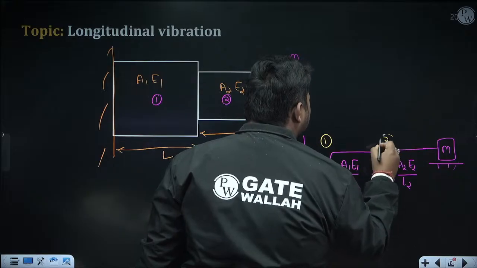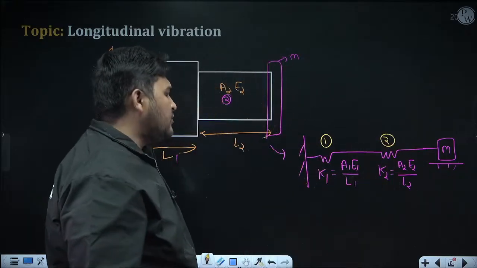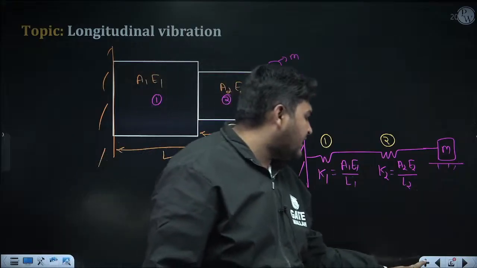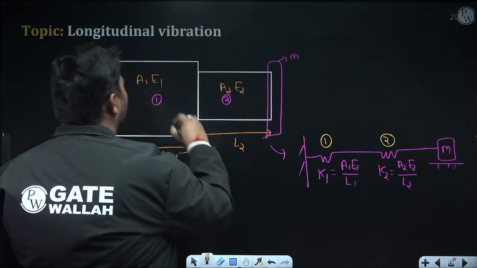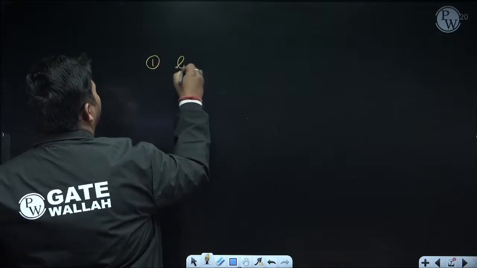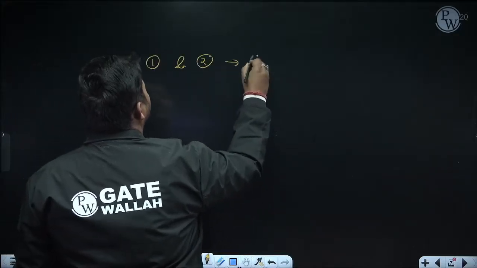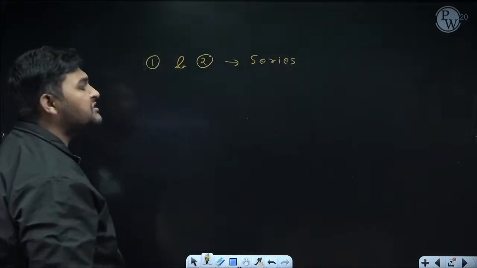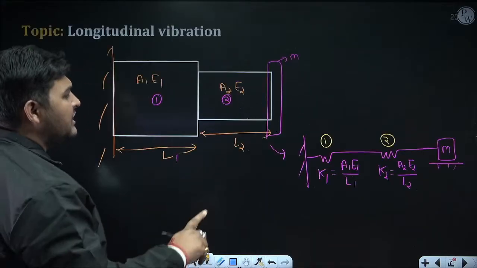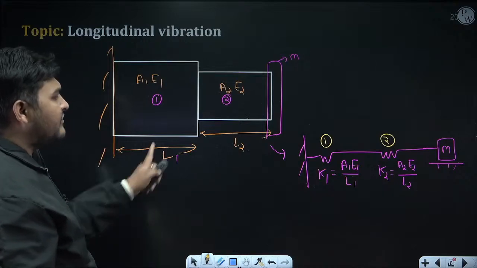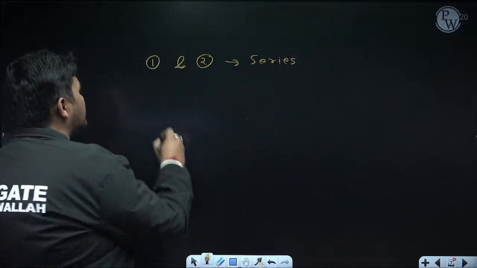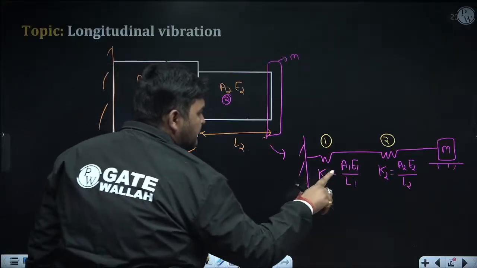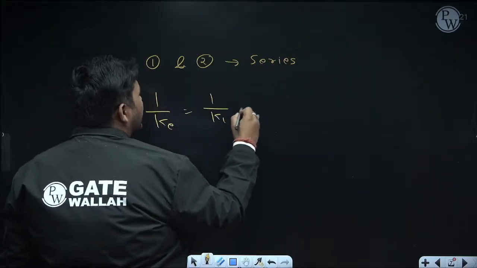Suppose this is spring 1 and this is spring 2. You can see here springs 1 and 2 are making an end-to-end connection, and we know end-to-end connection means they are arranged in series. So now we can say springs 1 and 2 are arranged in series. And what is the formula to calculate equivalent stiffness in series arrangement? We'll use the reciprocal formula. Suppose their equivalent is K equivalent, because after that no other springs are left. So 1 upon K equivalent will be equal to 1 upon K1 plus 1 upon K2.